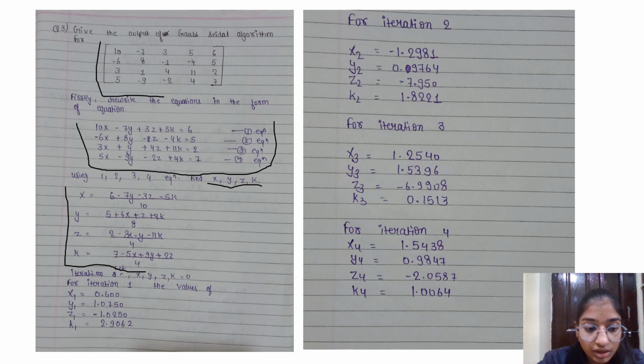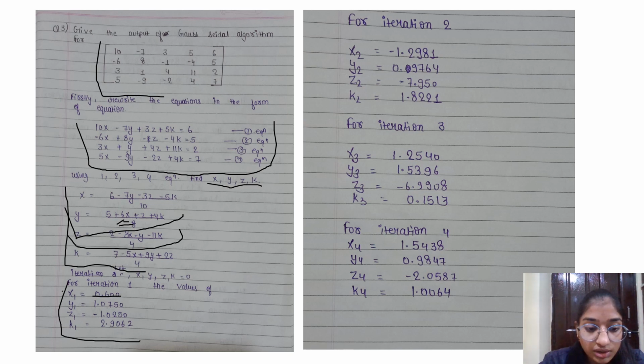In the Gauss-Seidel method, we use the updated value, not the previous value. For example, for getting the value of y, we will use the updated value of x, not the previous value. That means we will not put the x value as 0 here. We will put 0.600 as x. In the same manner, we will do this for z and k.